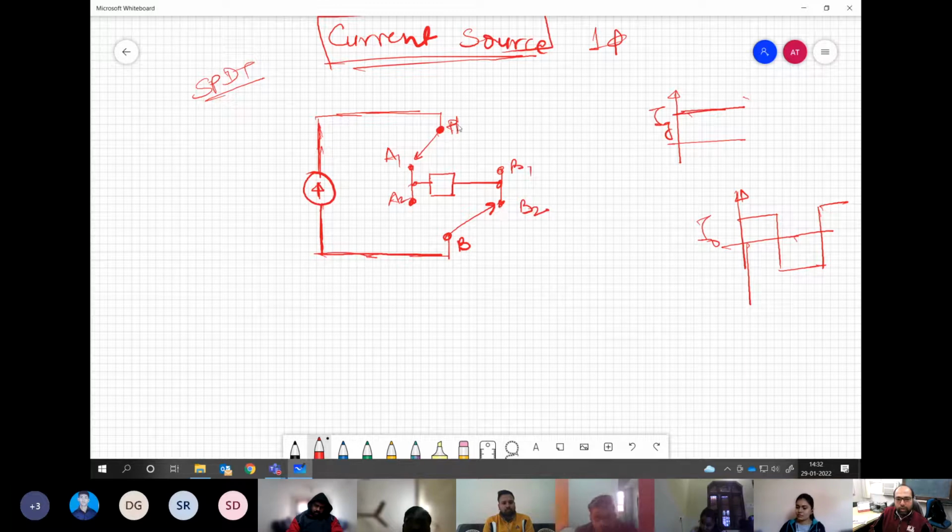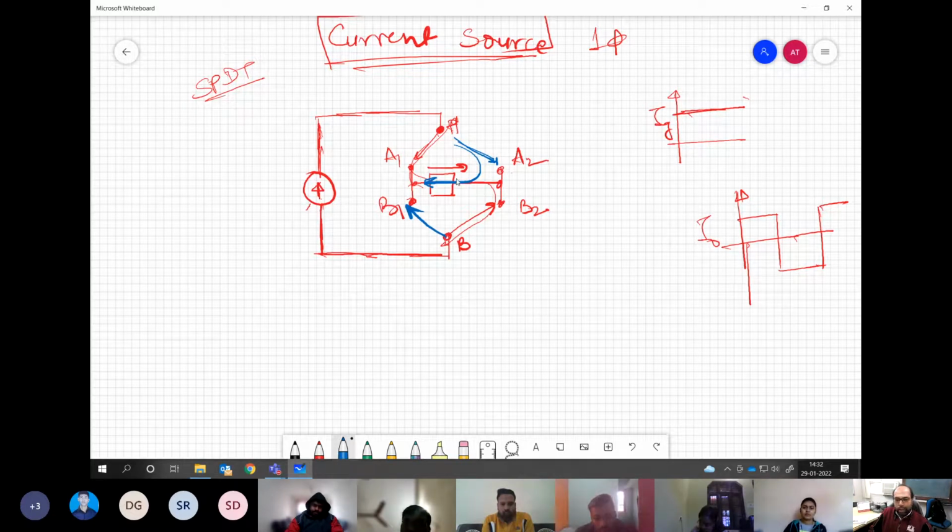So when you are having a connection like A1 and B2, the current will flow like this through the load. Through the source, the current direction is fixed. And when you connect A to A2 and B to B1 here, then the current direction will be like this.